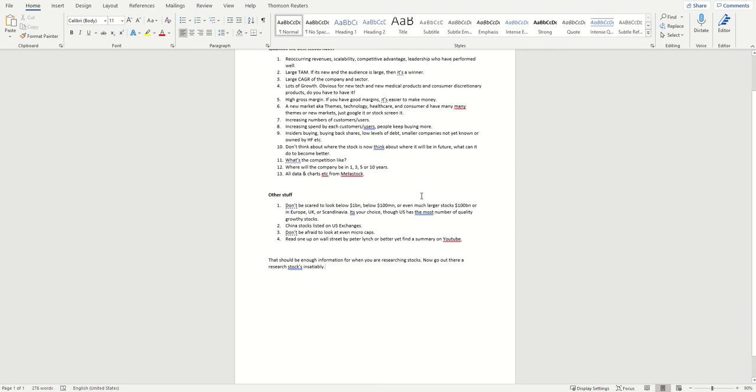That's it, really. And other stuff is don't be scared to look at microcaps and things that are below 1 billion and things that are 100 billion. You know, a 100 billion stock can get to 500 billion. Amazon once was a 100 billion stock and now it's 1 trillion. Some people would say, oh, it's gone too far when it's 100 billion. Well, clearly not.